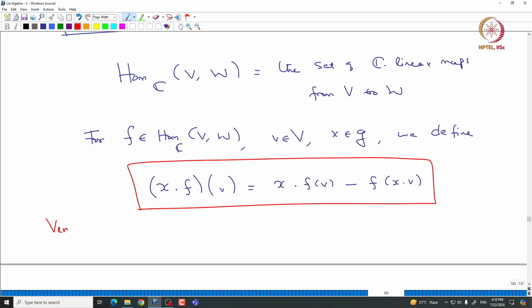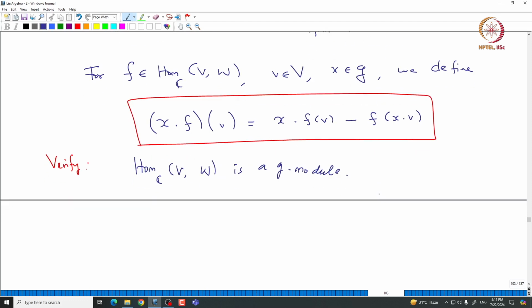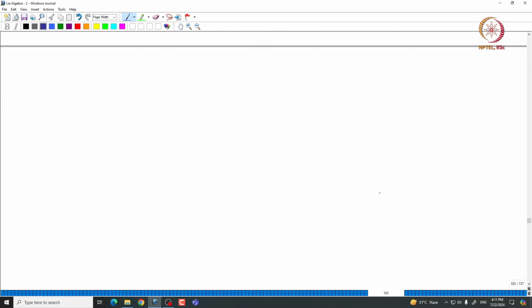So, verify that Hom(V, W) is a G module. Okay. It is a very easy thing to do. Now we can also talk about the tensor product, and then we will see some connections between the tensor products and these Hom spaces. So, here is the tensor product.